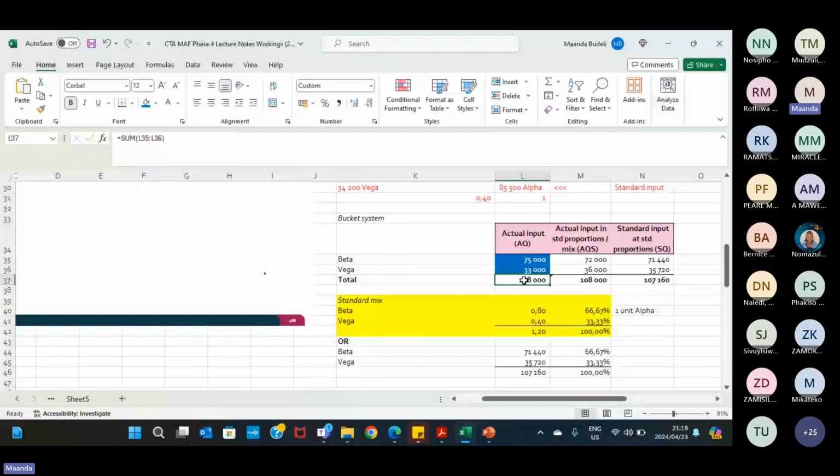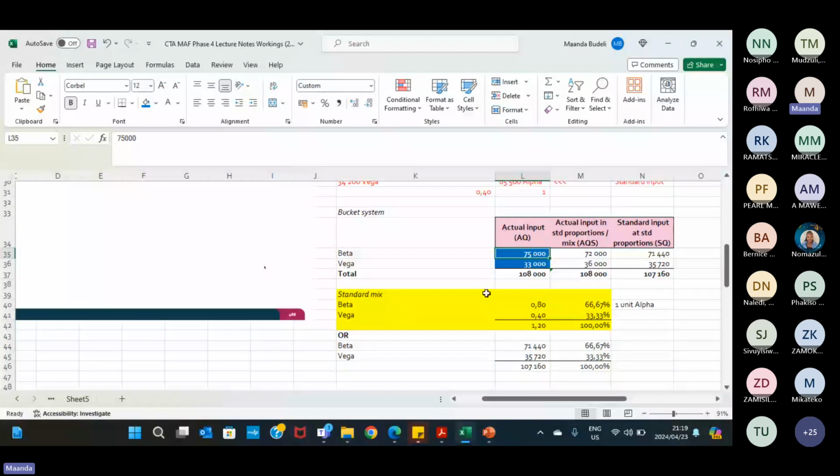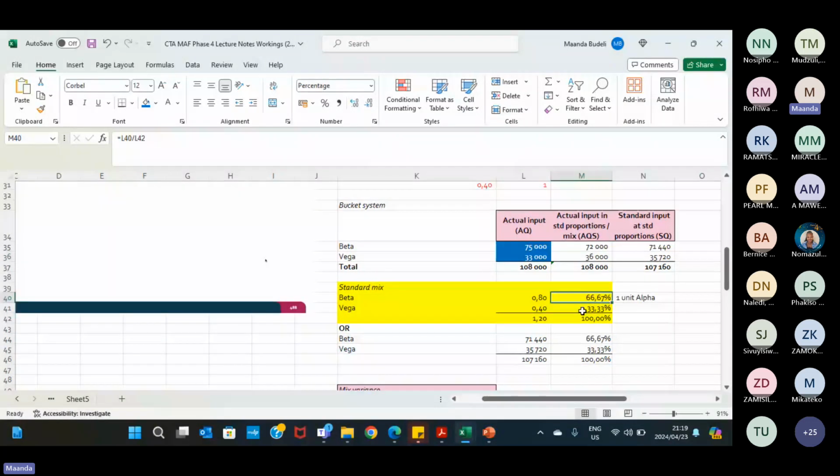When I take my total, I then need to multiply by my standard that I know, which is the 66 and then the 33. So the output is still the same, but I want to confirm if the way that I am mixing is still the same. So I multiply this by this and this. So you see that the mix has changed.